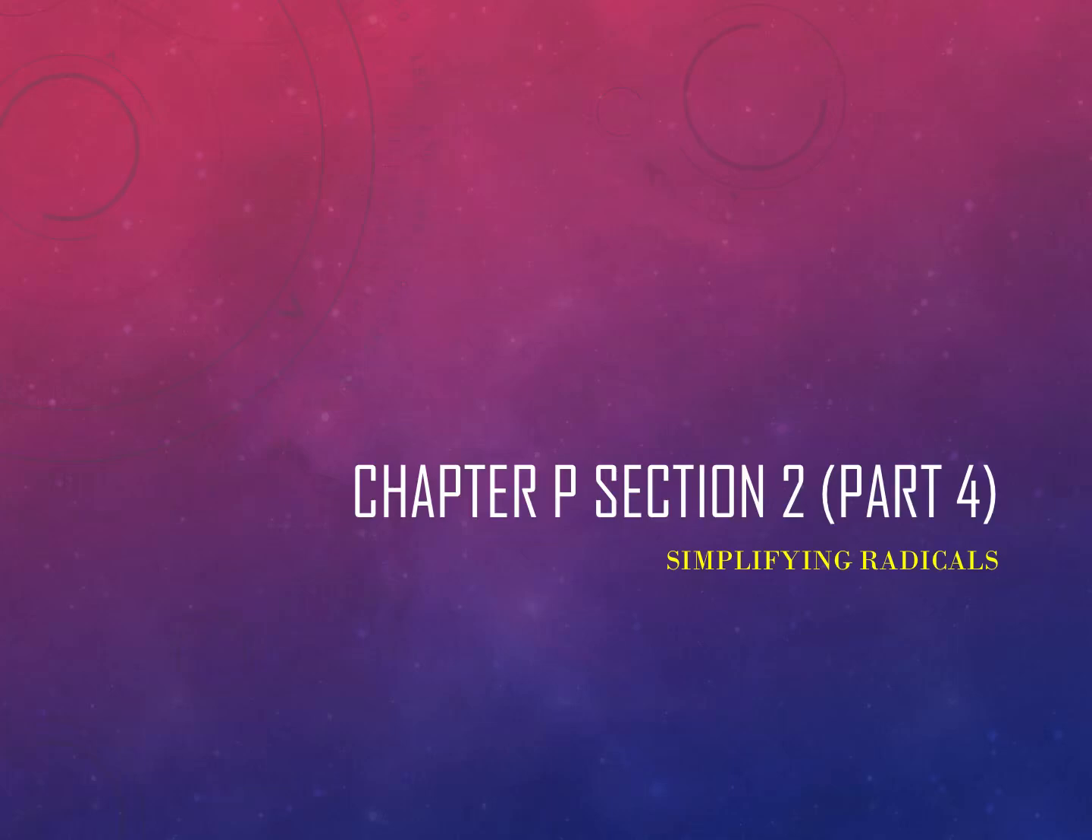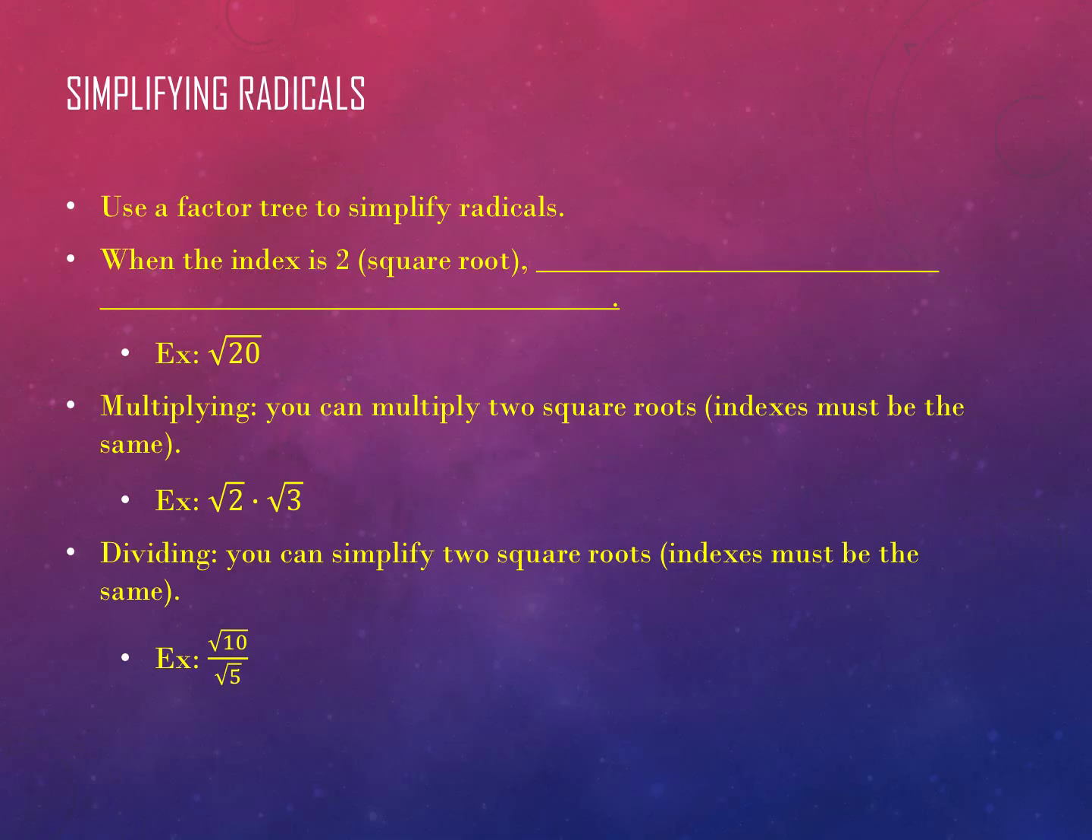All right, so in this lesson, we're going to continue chapter P, section 2. We're going to simplify some radicals. Now you guys have probably simplified radicals before, whether it was in geometry when you were doing right triangles or in algebra 1. Typically you could use a factor tree. What I like to do instead is extract perfect roots. I'll show you both in this example here.